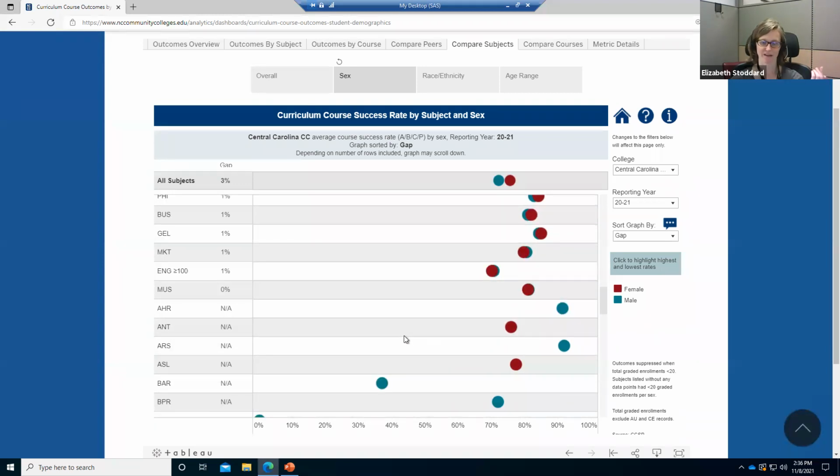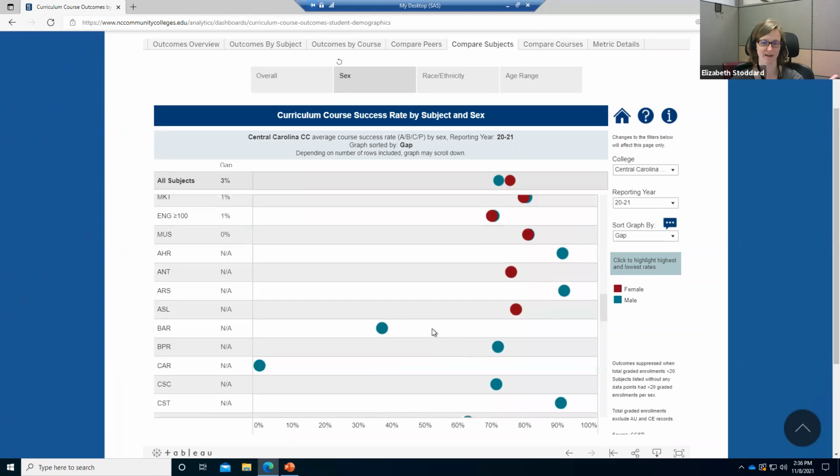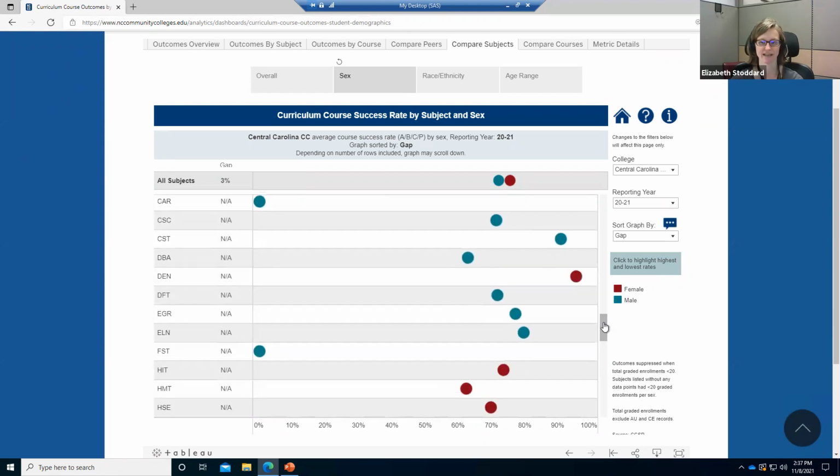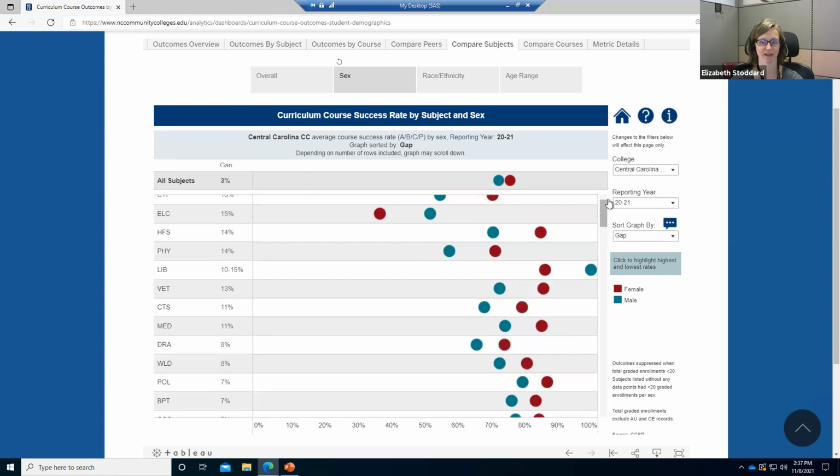And then you'll probably see some at the very bottom where it says not applicable and it only has one circle. This is a case where there were fewer than 20 female enrollments in the course for this subject, barbering. There could have been 0 and there could have been 19, but in any case, there were fewer than 20. So that's how to read and interpret this graph.